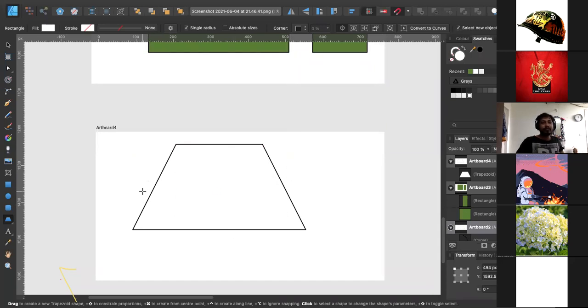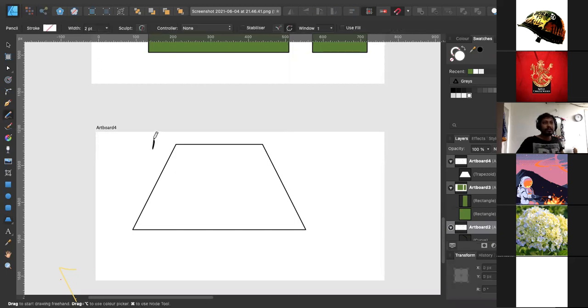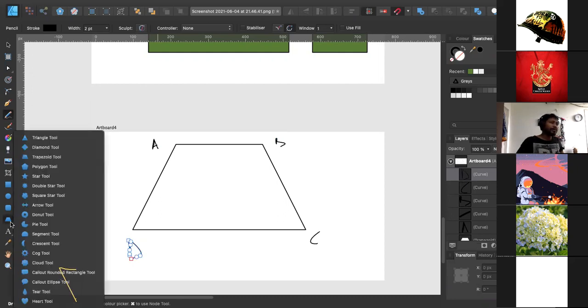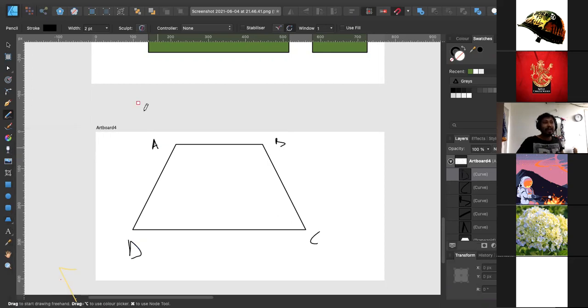But what if the four sides, what would happen if these sides were also parallel to each other? Then it would become a rectangle. A rectangle, or what else could it be called? A square, a rhombus, or a parallelogram. Yes, a parallelogram, right?